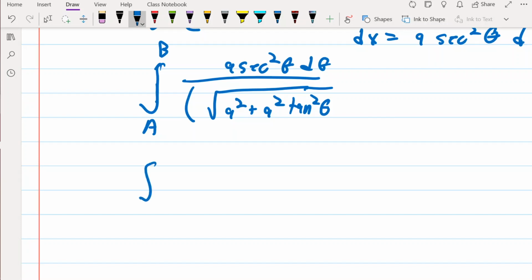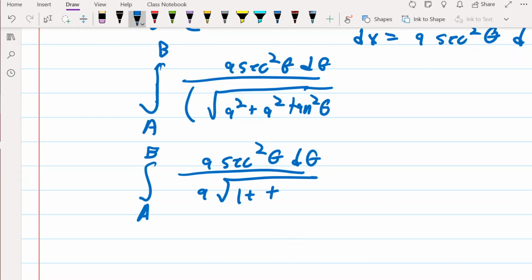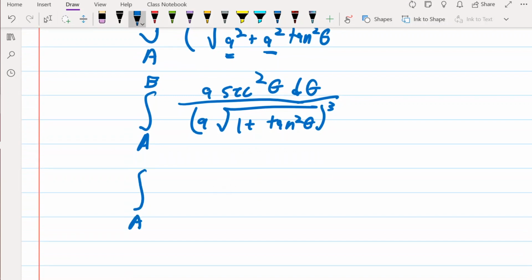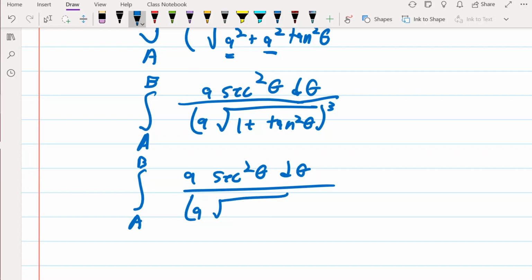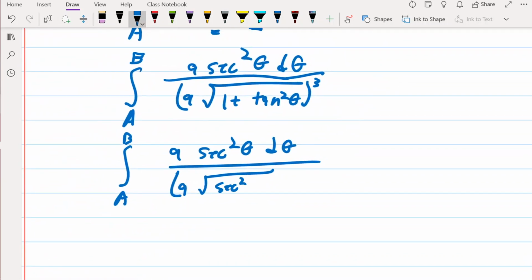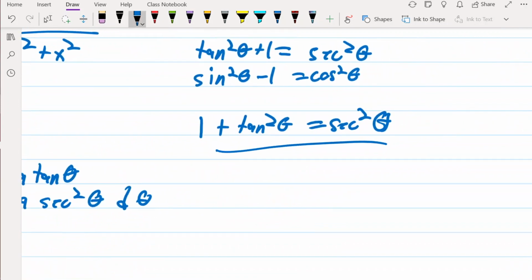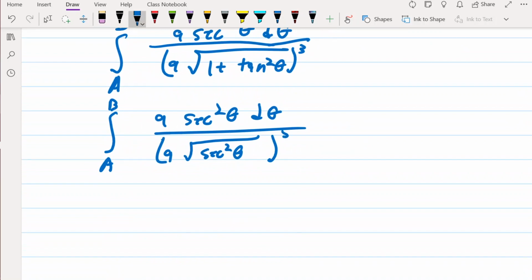All right, so from alpha to beta, we're going to have a secant squared theta d theta. We're going to take an a outside, and we can do that because there's an a squared there and an a squared right there. So we'll just take an a out in parentheses, and all of this is cubed. So from alpha to beta, we're going to have a secant squared theta d theta over a times the square root of secant squared theta. Let me just check the identity real quick. Yep, right there. All to the third power.